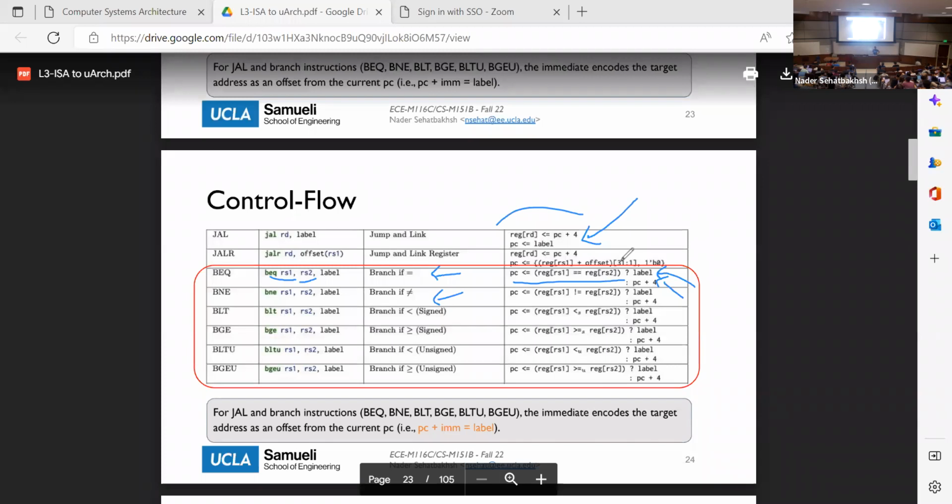And then the difference between the signed and unsigned version is that when we are doing the unsigned version, we are treating both RS1 and RS2 as 2 unsigned values, similar to the way that we did it for set less than, all those things.